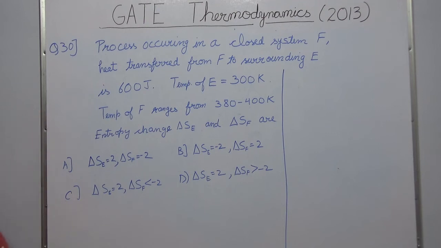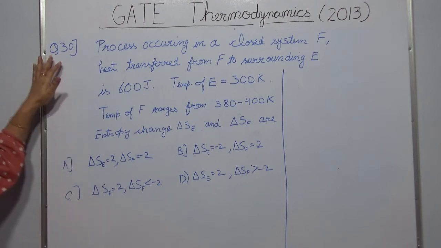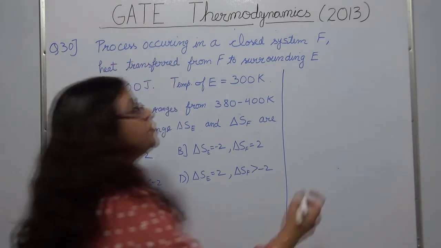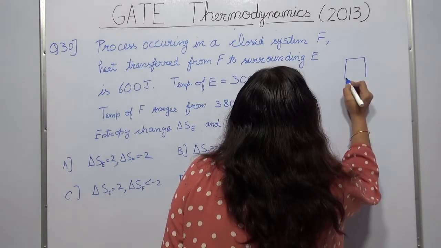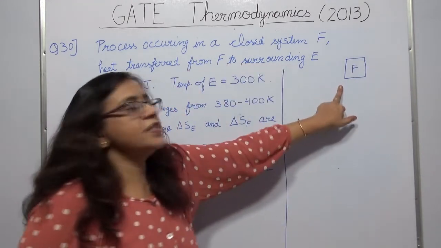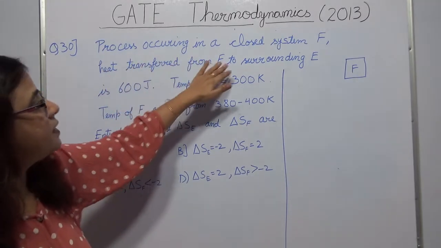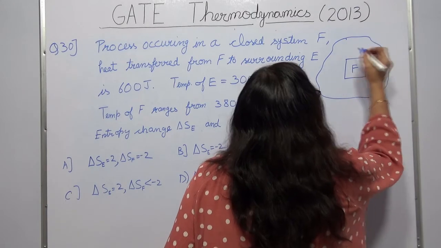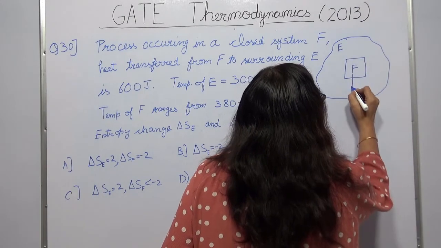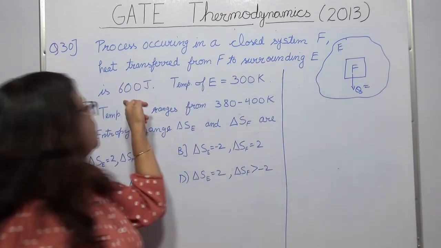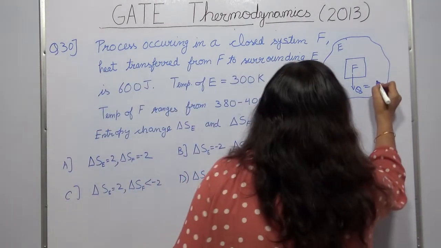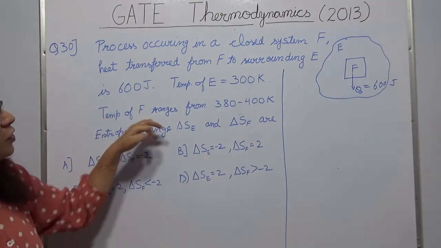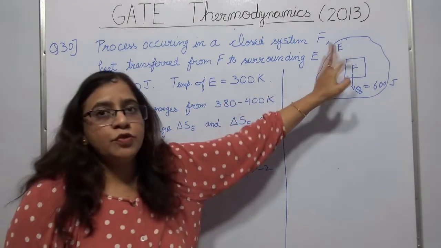So the last problem which I am going to take is question number 30. It talks about a process which is occurring in a closed system F. Okay, so let me draw a closed system F. So a process is occurring in this closed system and the heat is transferred from F to the surrounding. Okay, let's say this is my surrounding, this is E, and heat is being transferred, Q, that is equal to 600 joules. Okay, so this is 600 joules. Fine. Temperature of the system ranges from 380 to 400 Kelvin.